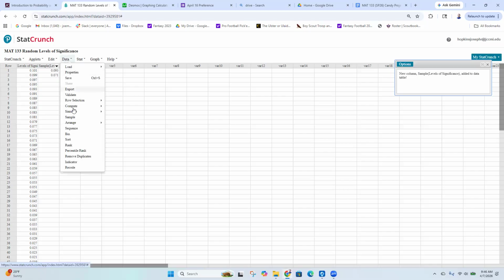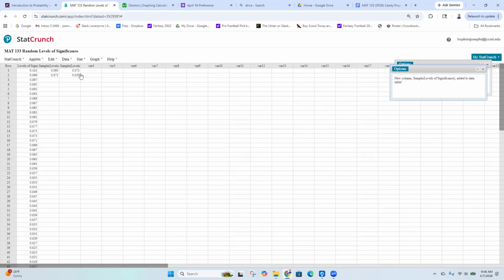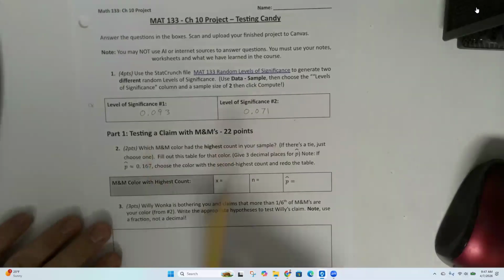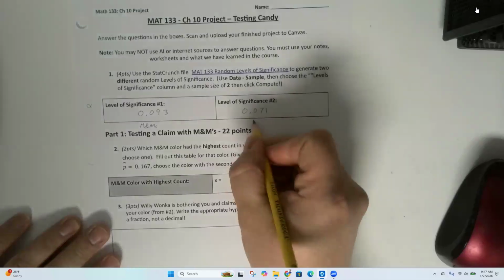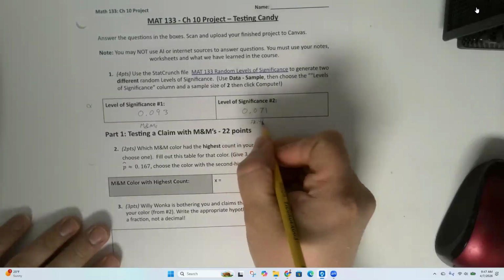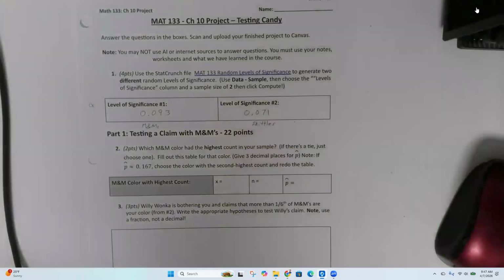So again, I did data, sample, clicked on level of significance, sample size of 2, compute. Okay. I'm going to use these ones here. Okay. And you'll write those right here. Okay. So I'm going to be using this one for M&Ms, and I'm going to be using this one for Skittles. Okay. That's all. That's all it means.